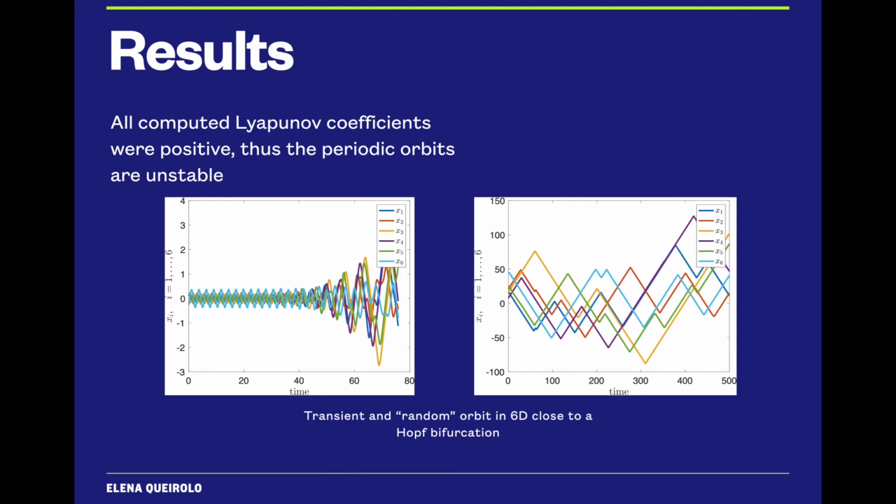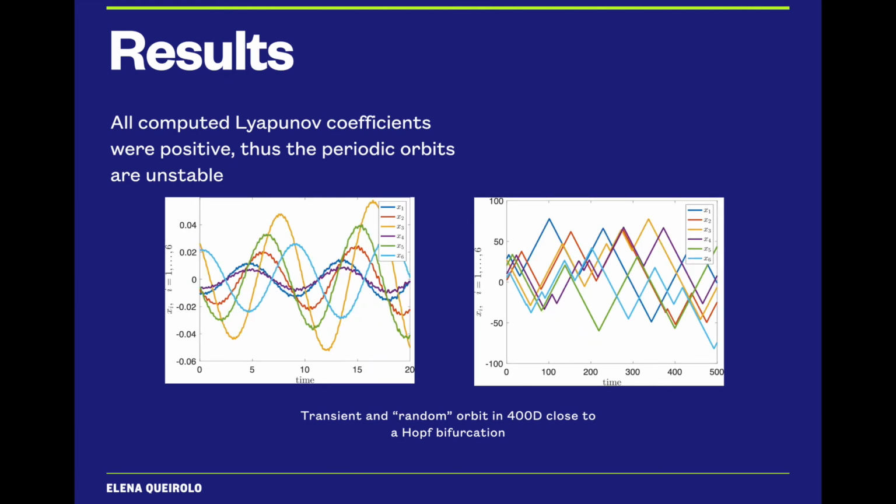Just as a counterpoint to see how different the dynamics is, the second picture is a forward integration started at a random point. So not close to the Hopf bifurcation, not close to the periodic orbit. And we see how qualitatively the two behaviors are significantly different.